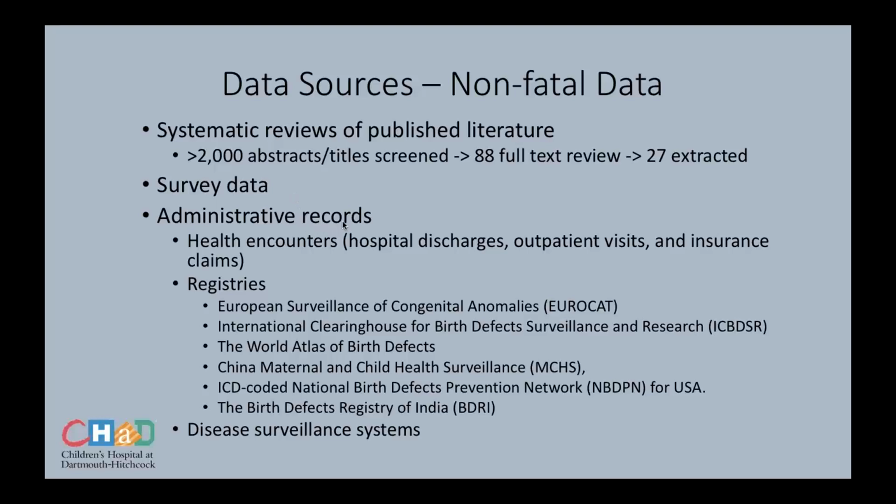It also incorporates in survey data and administrative records. So administrative records is anything from health encounters like hospital admissions, outpatient visits, insurance claims, and then also includes registries from across the world. As I've listed here, these are the ones that were included in the congenital heart disease paper. And then the last thing is any disease surveillance systems that exist to track that. So like the Metropolitan Atlanta birth study as well.